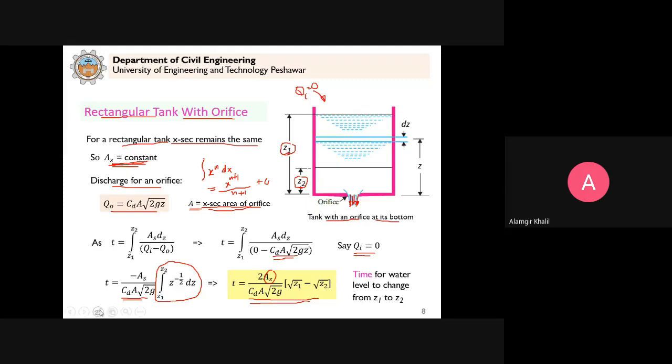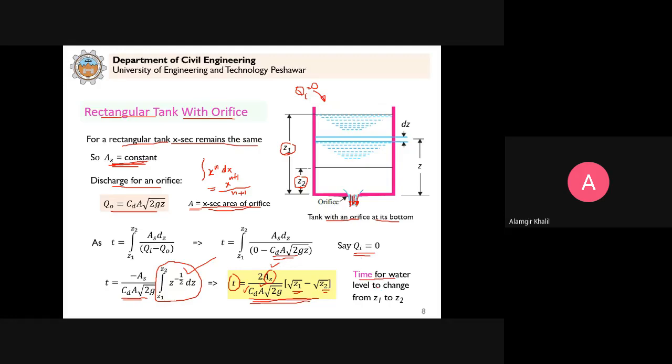But if it is a definite integral as we have, then in that case we do not write down the constant of integration. So this is how you evaluate this here, and then finally you will get this expression. So now if we know AS, we know the coefficient of discharge for the orifice, we know the cross-sectional area of the orifice, then we can calculate how much time it will take for the water level to change from Z1 to Z2.